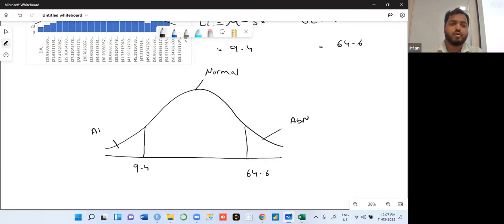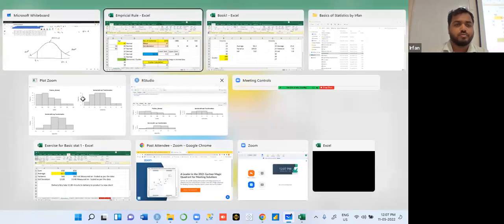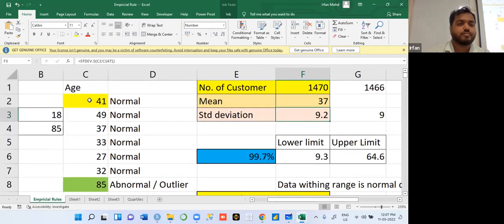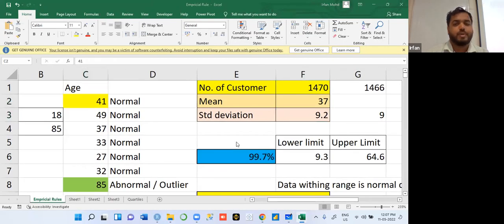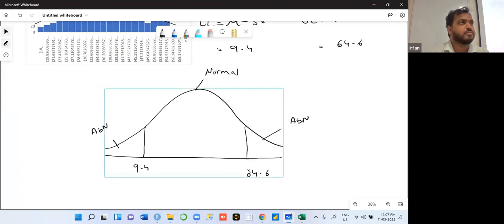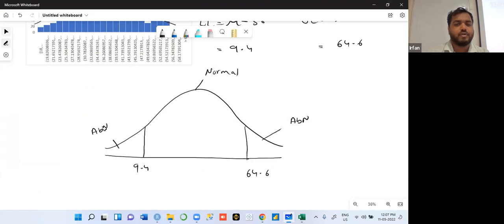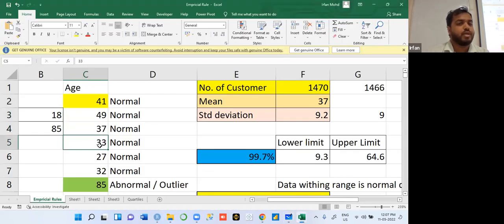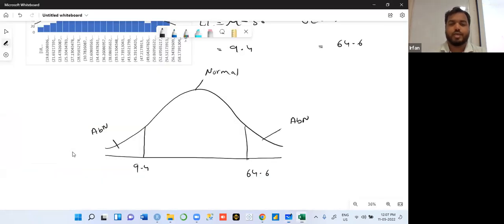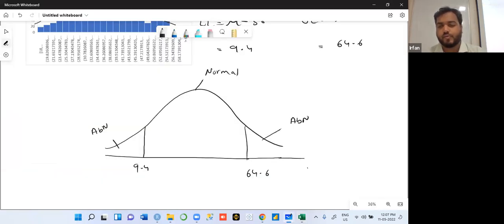Is this clear? Now let's check first value. First value is how much? 41 comes under this range. 49, 37, 23, 27, 32, 85. So can we call this 85 abnormal? 85 will come far away.